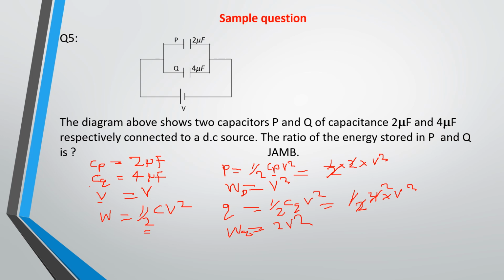They say find the ratio of the energy stored in P and Q. So energy stored in P over energy stored in Q is equal to V squared over 2V squared. This naturally cancels out, so you have 1 over 2. In the form of a ratio, it is 1 to 2. That's your answer.